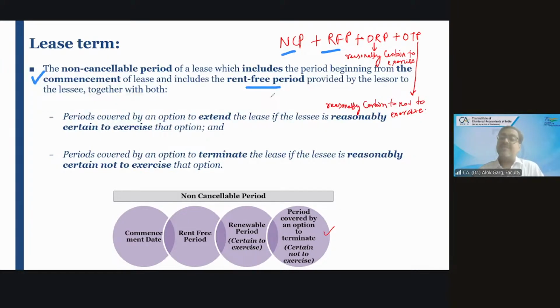The lessee has done a lot of leasehold improvement. The lessee has spent a lot of capital expenditure in renovating that premises. So don't you think, given the chance, the lessee will be happy to continue that? Yes, sir. He will continue. So there is a high chance that the lessee will not avail the termination period. अगर lessee termination period avail नहीं करेगा तो क्या होगा? That optional termination period is also taken into consideration for calculating lease term. Right? So I hope this is clear to everyone.